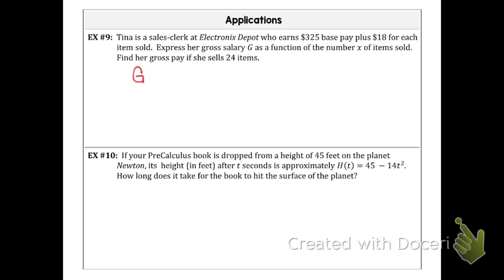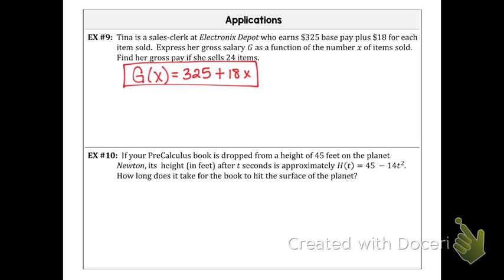So we're after her gross pay in terms of the items sold. So G of x equals, she's going to make that $325 base pay, which means it doesn't matter how many items she sells, she's still going to get at least that amount. Plus, it says $18 for each item sold. For each is one of those keywords for multiply, and the item sold is x.